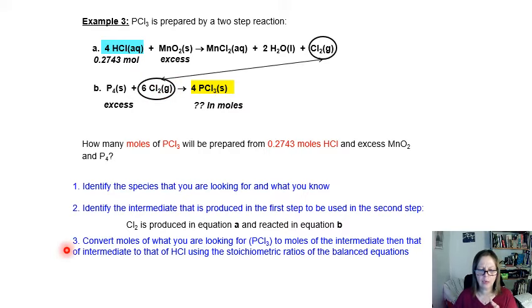Then it's going to be a little bit complicated, or at first we feel it's complicated. We're going to convert the moles of what we're looking for to the moles of the intermediate, then the moles of the intermediate to what we know using the stoichiometric ratios of the balanced equation. It sounds complicated. It's not as bad as it sounds. We are going to start with the second equation.